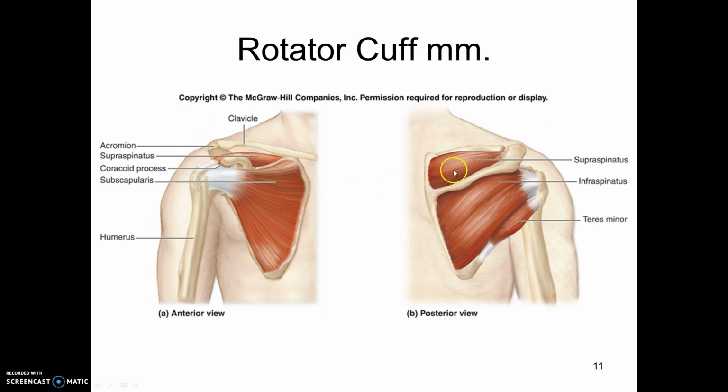Then from a posterior view, here's supraspinatus once again, supporting that joint superiorly. And then we have these two muscles, and I want you to think of them as sort of partner muscles, the infraspinatus and teres minor. They both insert into the greater tubercle right here, and they act similarly. But anyway, their tendons are coming around the posterior side of the joint to support the joint posteriorly.